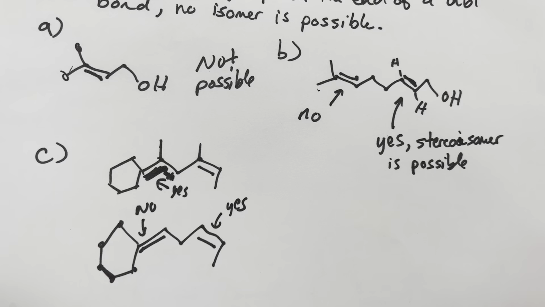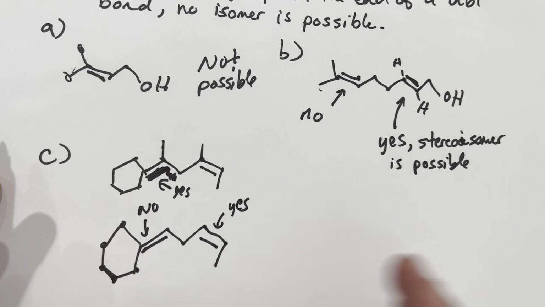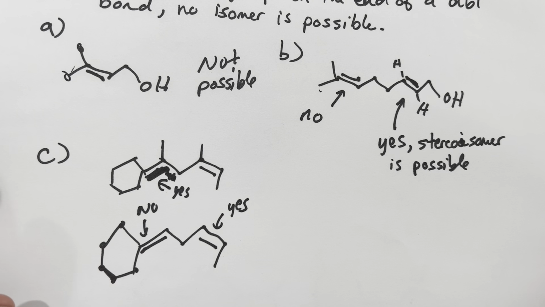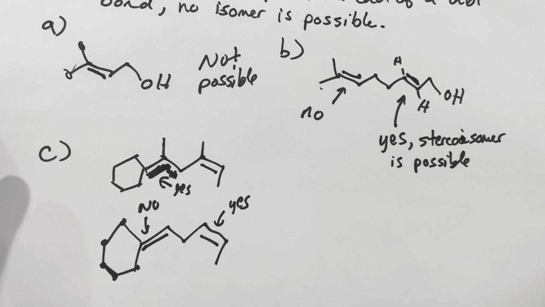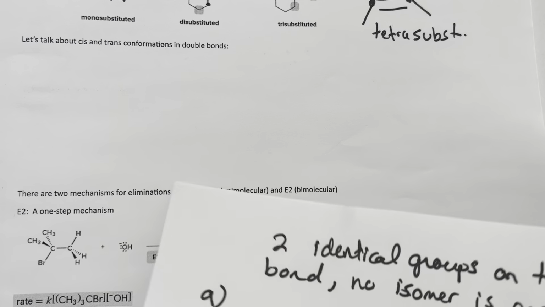And the reason we're doing this is because when you put double bonds in your E1 and E2 reactions, you're going to want to recognize, would there be a stereoisomer that's possible? And if the answer is yes, you want to draw both of them. Okay, let's keep it going.